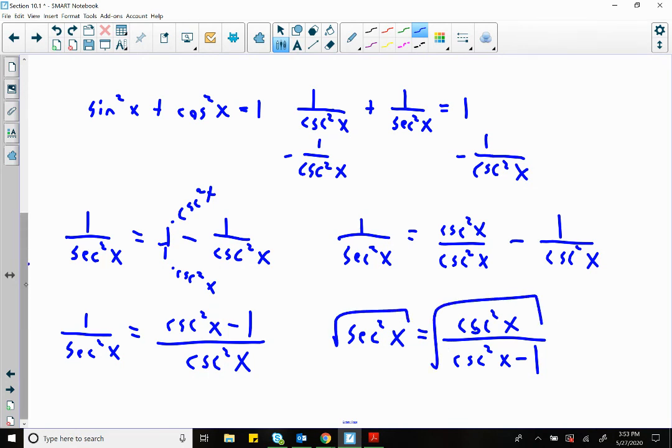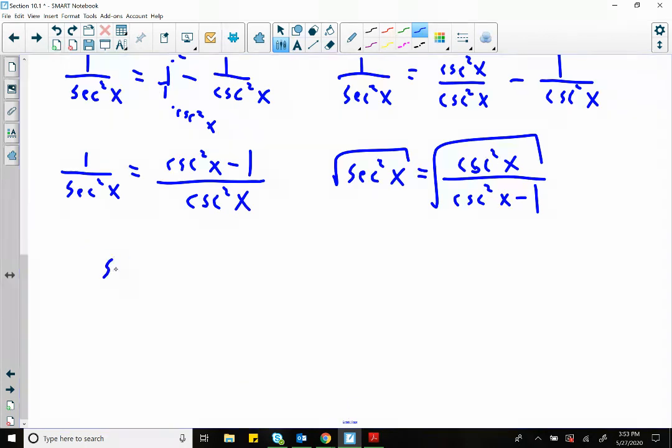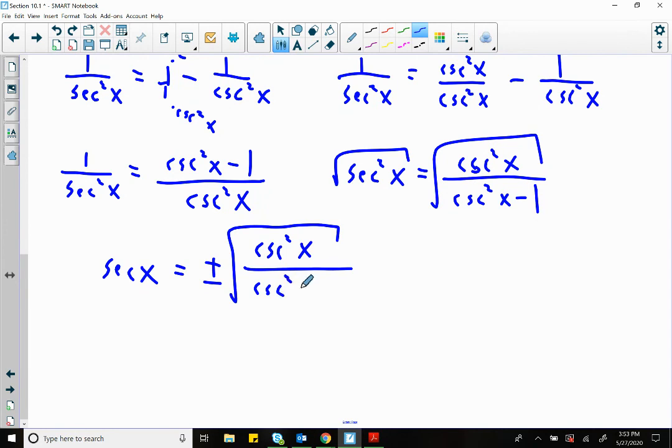So now you have secant x equal to plus or minus the square root of cosecant squared x all over cosecant squared x minus 1. So now we know what secant is in terms of cosecants. But in our assignment, again, this is all multiple choice. For each one of these pieces, it's all multiple choice.